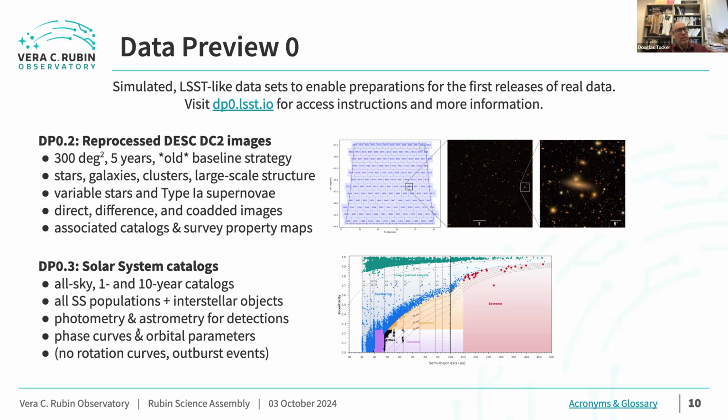It contains photometry and astrometry for detections. It also has phase curves and orbital parameters. It does not, however, have rotation curves or outburst events. On this slide, we see a nice plot of a sample of eccentricity versus semi-major axis. You see the long period comets, you have various asteroids and so on. So it's a very nice data set.